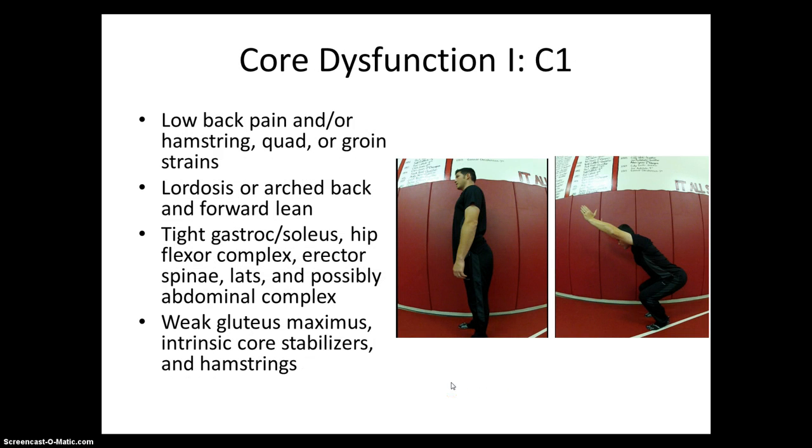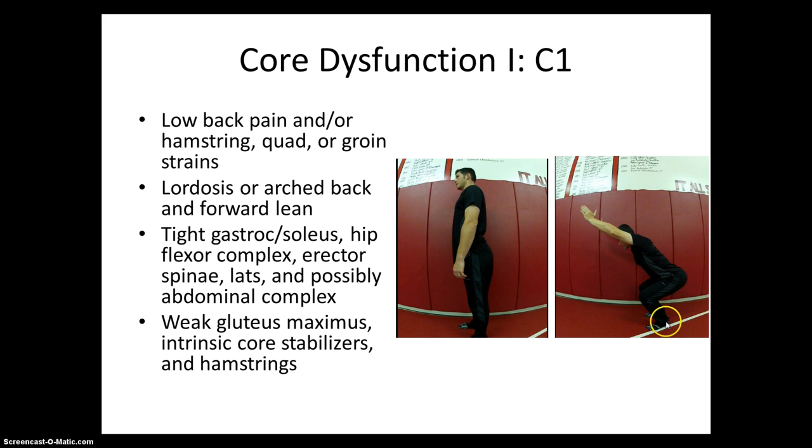Core dysfunction 1, or C1, these individuals will usually complain of low back pain, hamstring pain, quad pain, or groin strains. And what you can see here in the stationary view is this lordosis, or this rounding of the low back. Oftentimes we'll see a rounding in the low back, a protruding belly, and a protruding buttocks. The other thing we might see in core dysfunction is, as the person goes through their overhead squat on this lateral view, we may see an arching of the back, which isn't really evident in this particular photo, but you'll see an arching in the back.